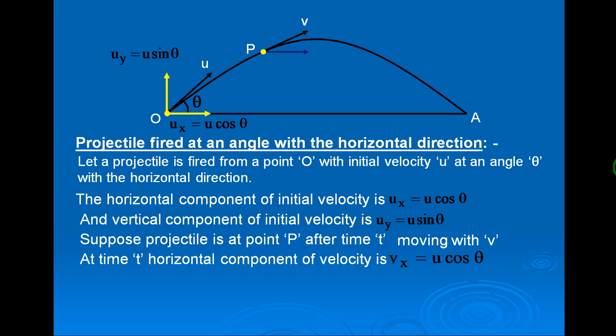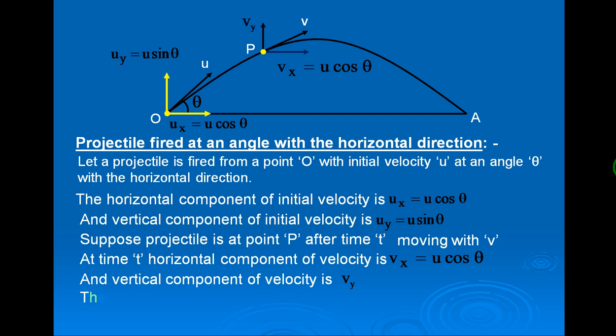This is the horizontal component, Vx is equal to u cos theta. It will remain the same. And the vertical component of velocity is Vy. The distance traveled in the vertical direction is Pm, and the distance traveled in the horizontal direction is Om.